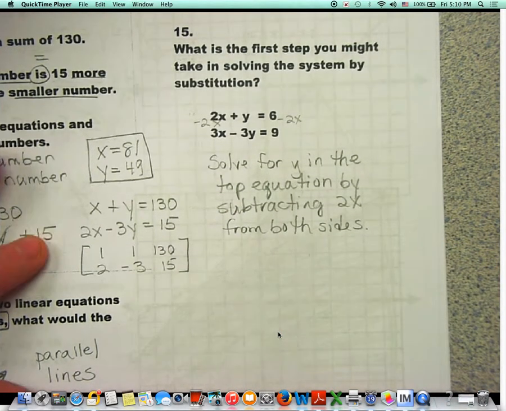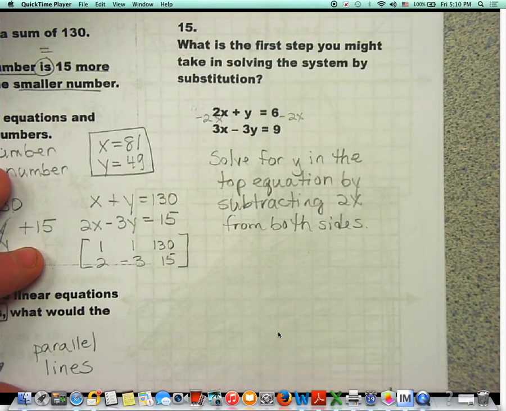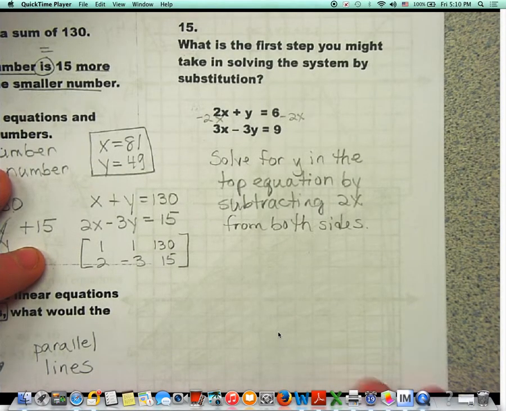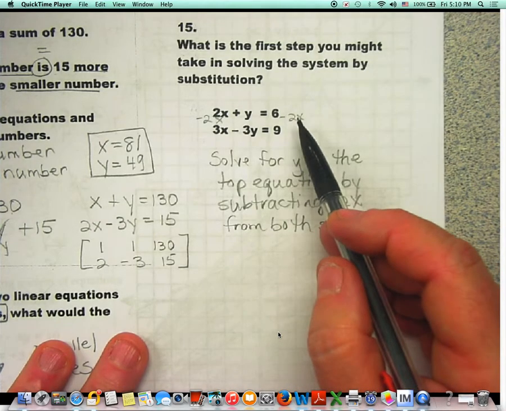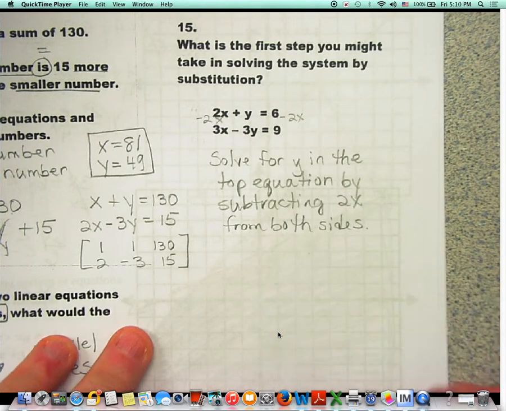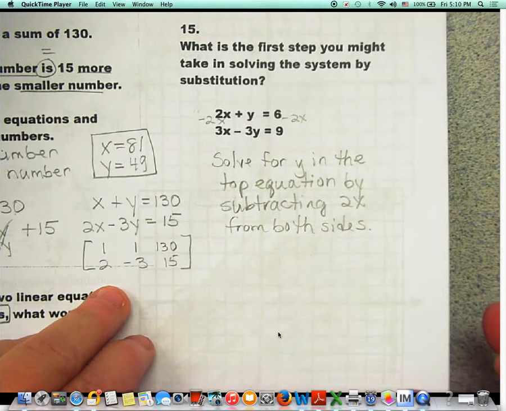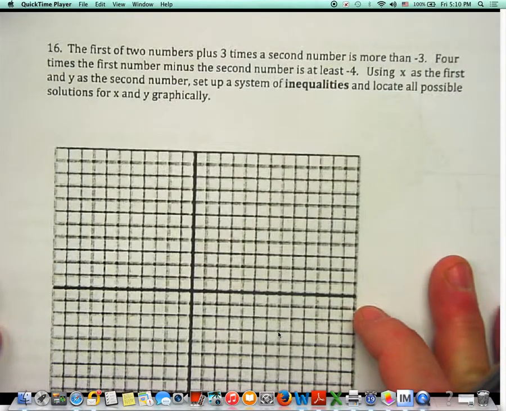Okay, so solve for y in the top equation by subtracting 2x from both sides. And then if you were continuing on with substitution, then you would substitute 6 minus 2x in for y. Okay, but we don't have to do that. We just have to tell what the first step would be. All right, then number 16 is our last one.